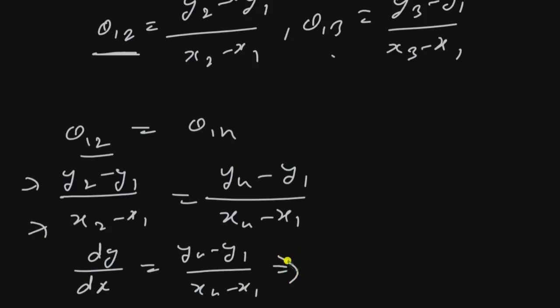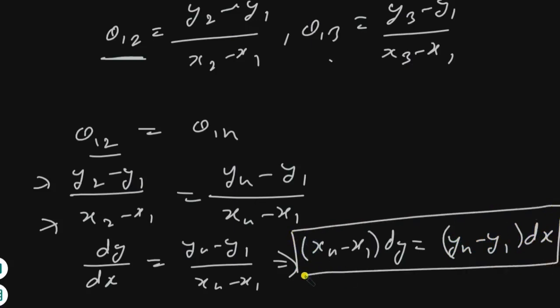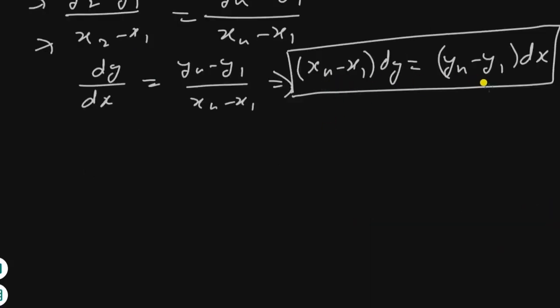We can also write it something like this: xn minus x1 into dy should be equal to yn minus y1 into dx. So basically if this condition is satisfied for all the points, we can say we can create a straight line using these n points. So let's try to write the code for that.